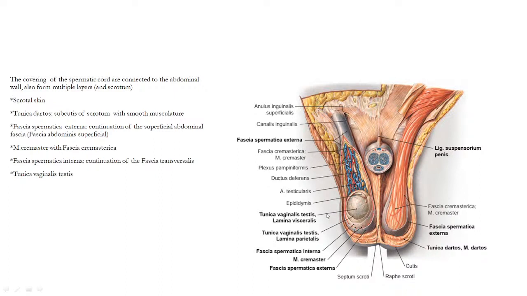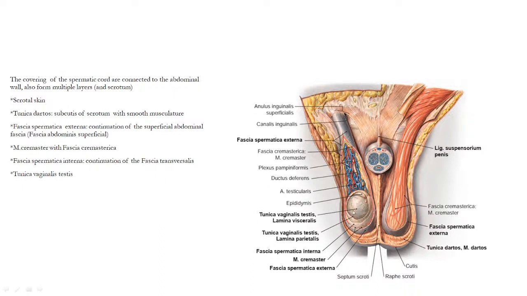Fascia spermatica interna, a continuation of the fascia transversalis. Tunica vaginalis testis includes lamina parietalis and lamina visceralis. Together they form the tunica vaginalis testis.